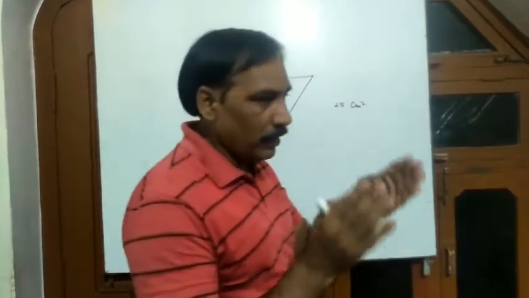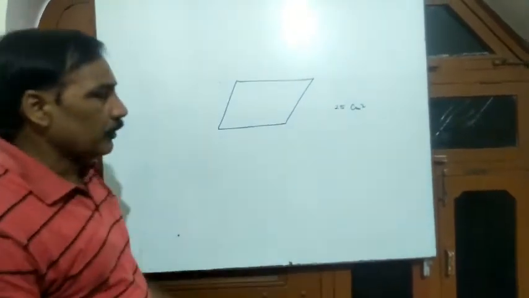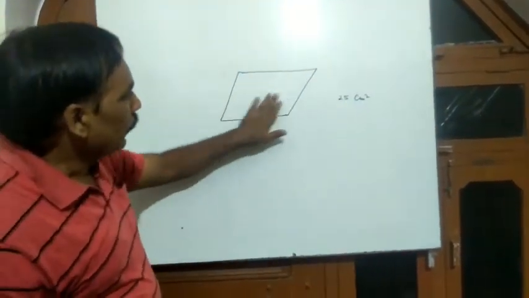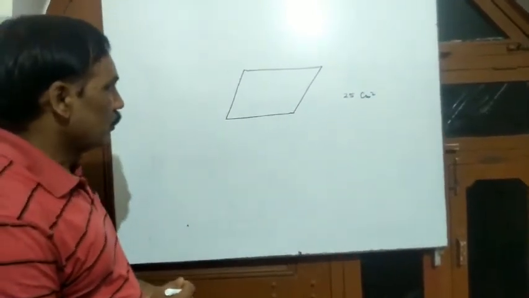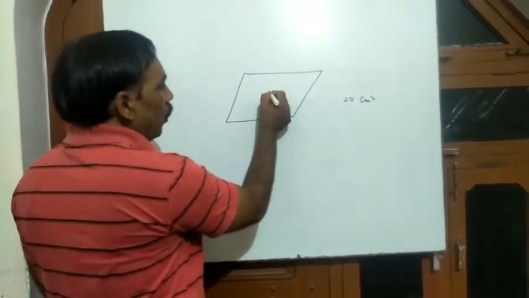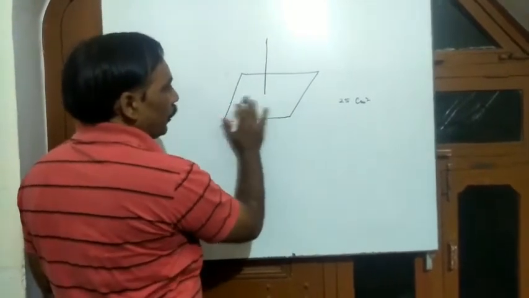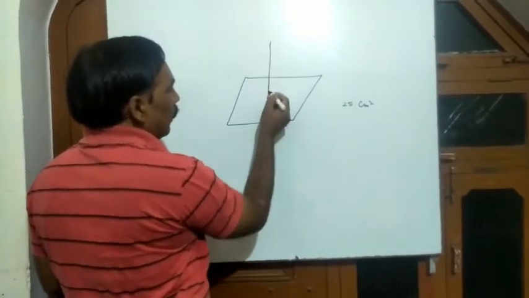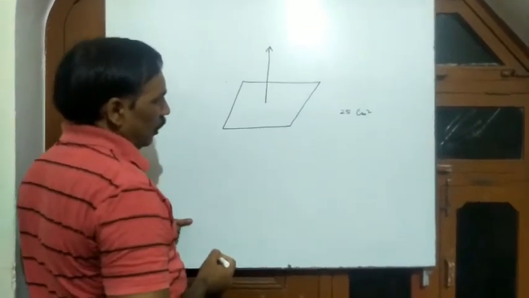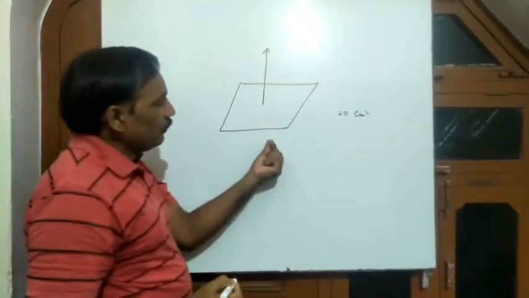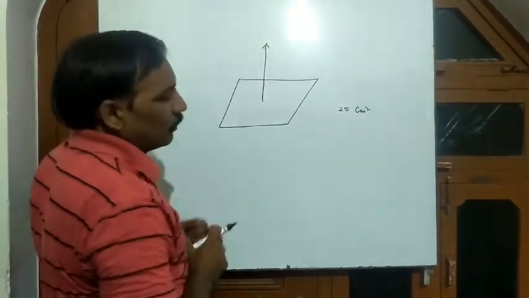The direction of the area vector for open surfaces like this, the surface of this board is open. The surface included in this parallelogram is an open surface. So the normal drawn on this surface, which is perpendicular to the surface, gives the direction of the area vector, and the magnitude of the area vector is given by the length of this area vector.